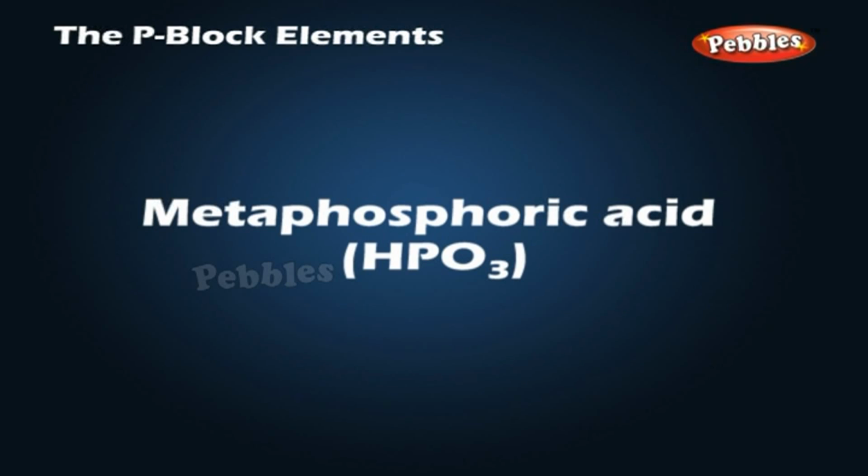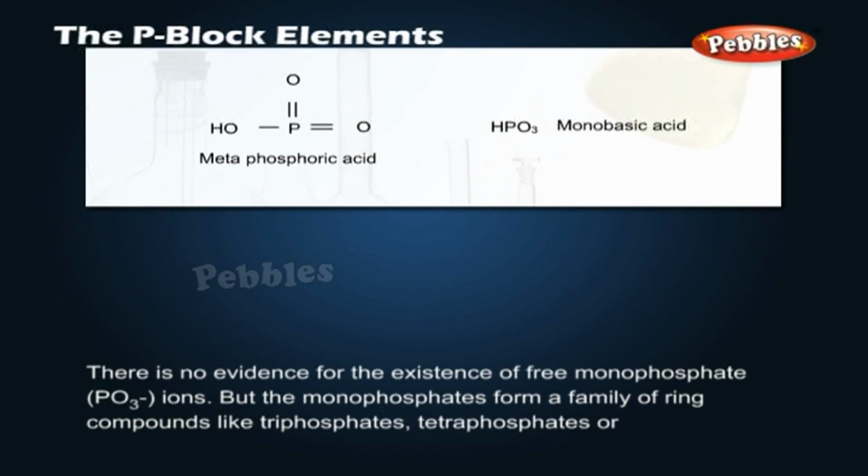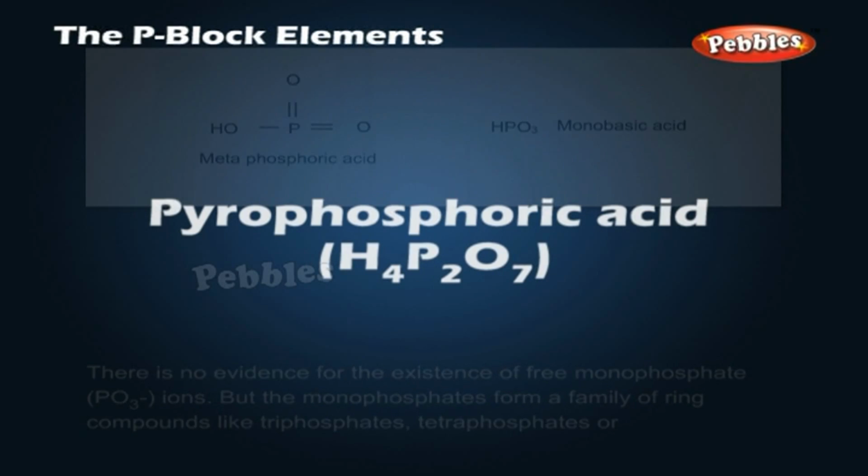Metaphosphoric acid, HPO3. The acid is obtained by heating H3PO4 or H4P2O7 at red heat. It is known as glacial phosphoric acid as it is a transparent, glassy solid. Its salts are known as metaphosphates. There is no evidence for the existence of free monomeric PO3^- ions, but the metaphosphates form a family of ring compounds like trimetaphosphates, tetrametaphosphates, or polyphosphates.